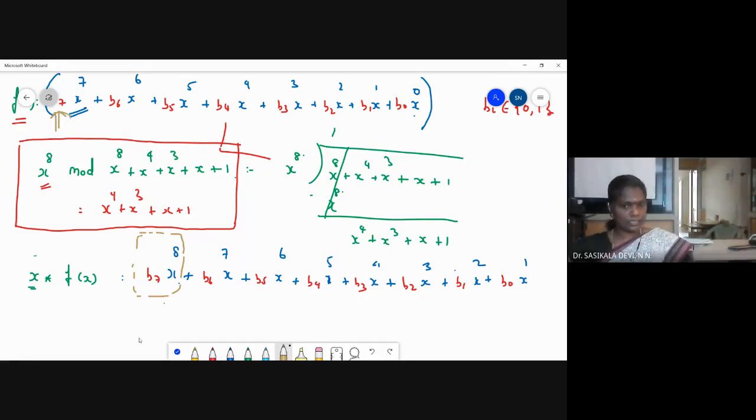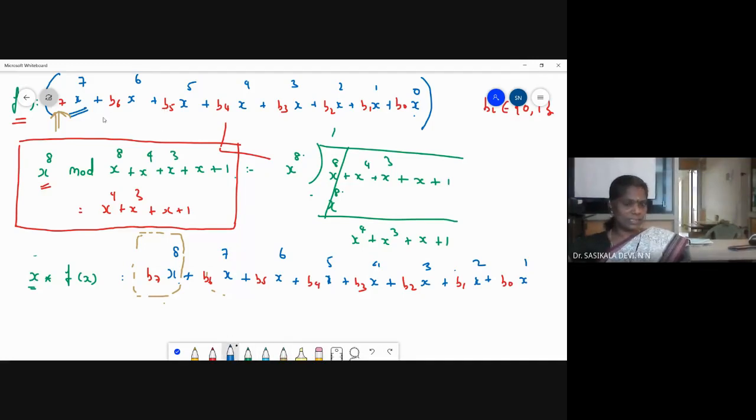Okay, so let's go ahead with this. If this bit is 0, x into f of x is nothing but b6 into x power 7, b5 into x power 6, b4 into x power 5, b3 into x power 4, b2 into x power 3, b1 into x power 2, b0 into x power 1, and 0 into x power 0. Actually, what is this? If this is represented as binary, then x into f of x, if b7 is 0, what is this actually? Can you understand my question?